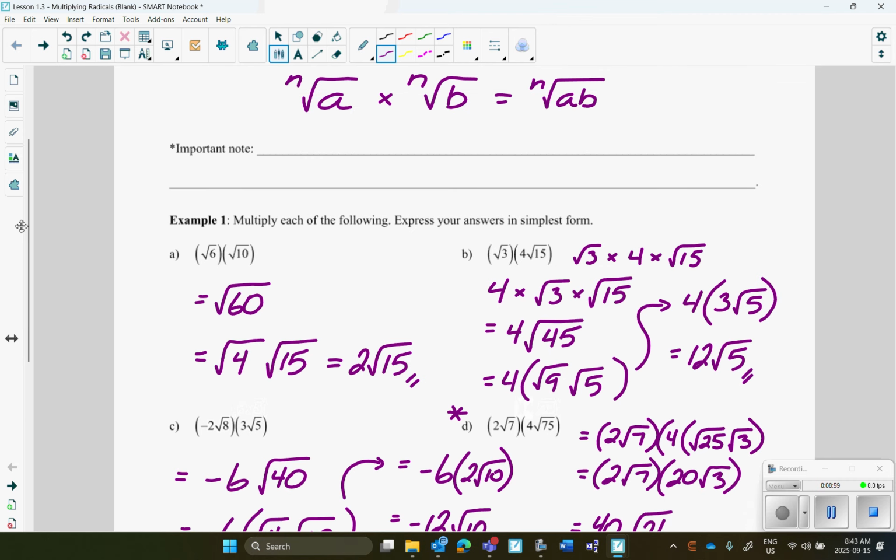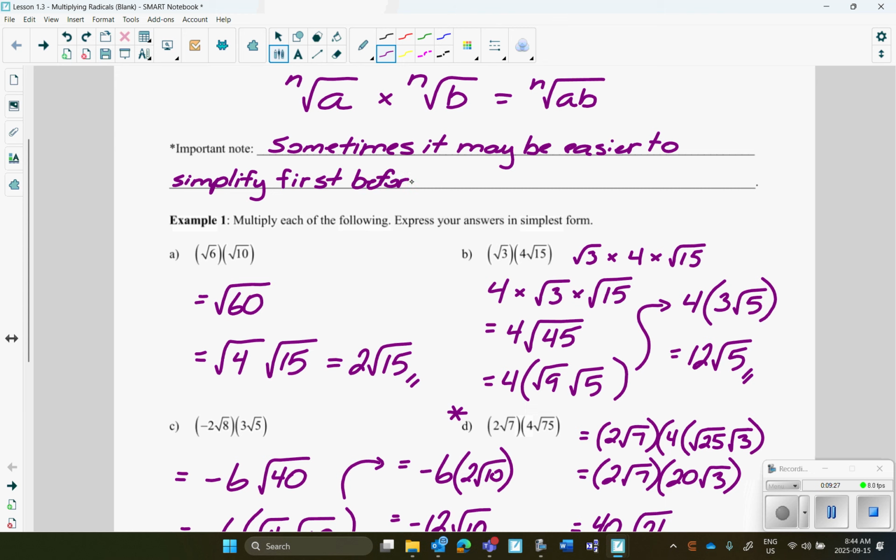So sometimes it may be easier to simplify first before multiplying, because it will avoid big radicals that are much harder to simplify. Okay? So just keep on the lookout for that.